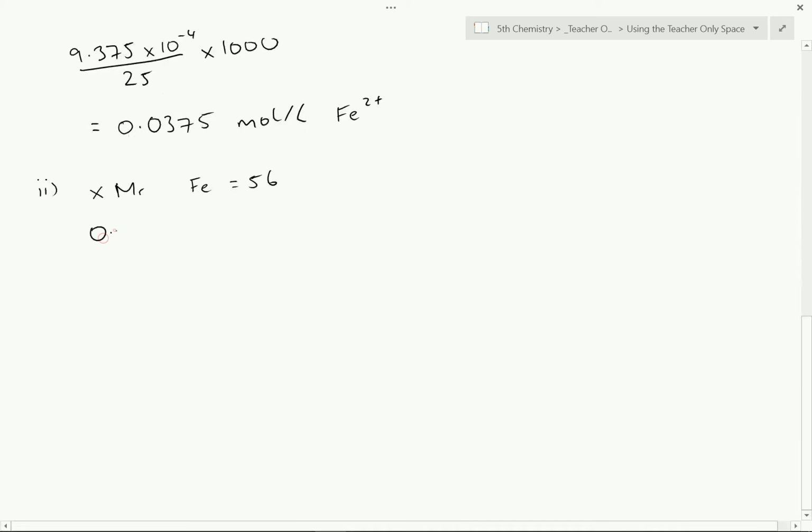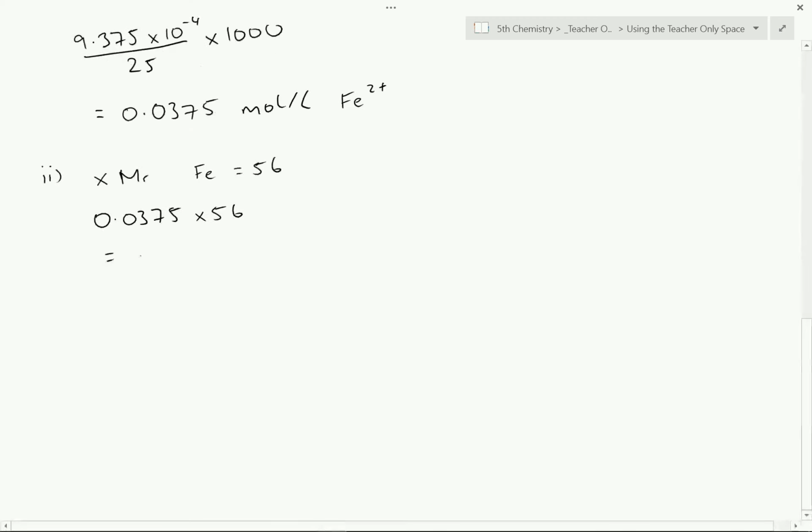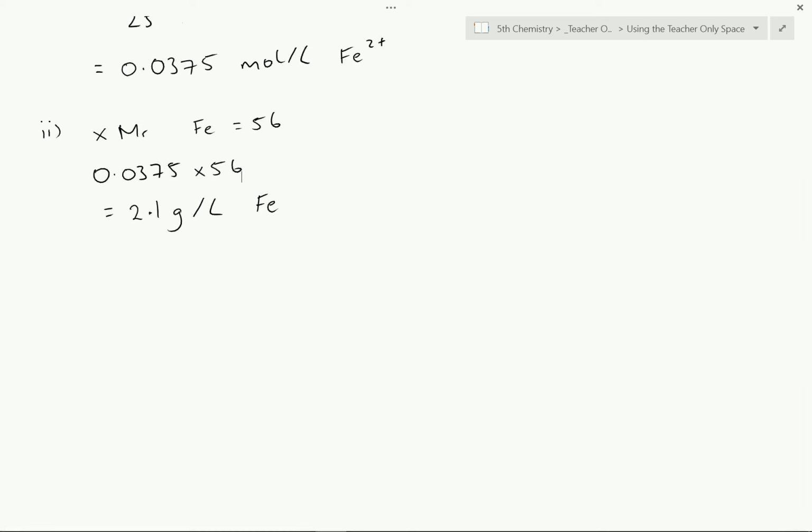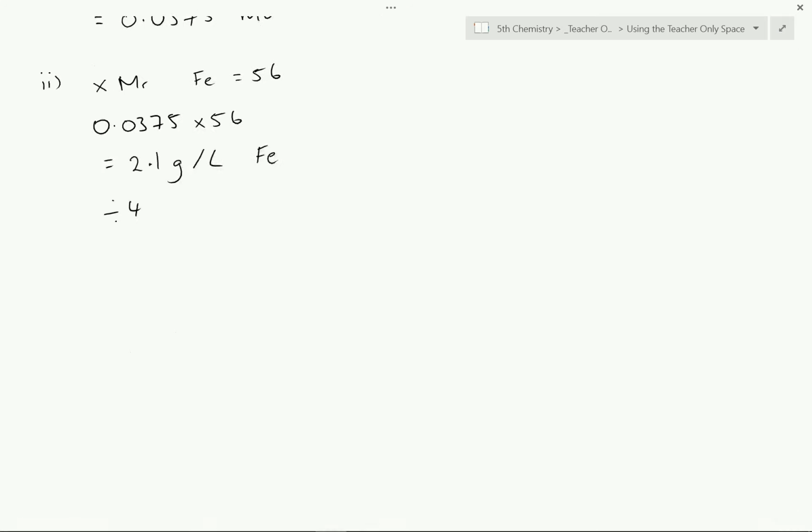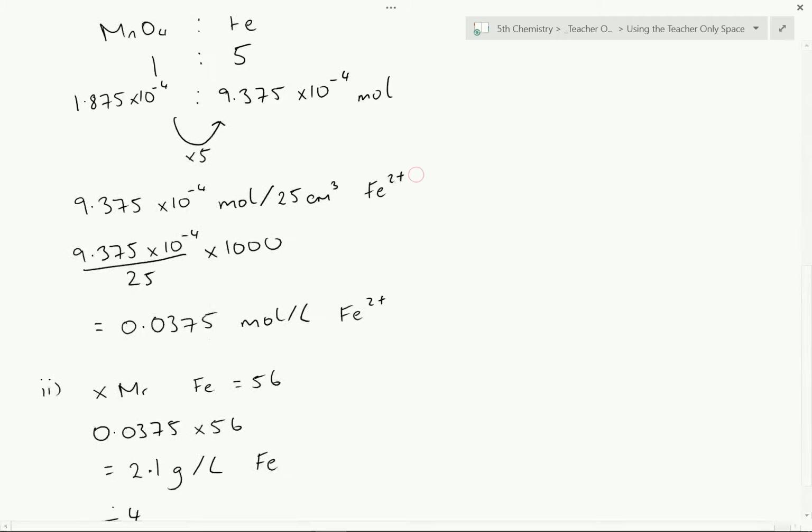So I'm just going to take my 0.0375 and multiply it by 56. And that gives 2.1 grams per litre of iron. Now we don't have the 2 plus there anymore, it's just iron. But we need grams in 250 mils, so I'm going to divide by 4, because it's a quarter of a litre. And that will give 0.525 grams in 250 mils of iron. And that's part 2 finished.